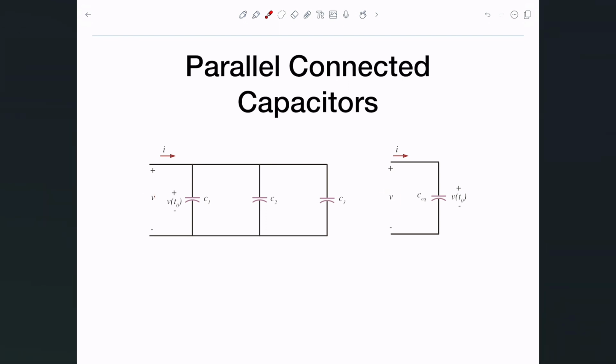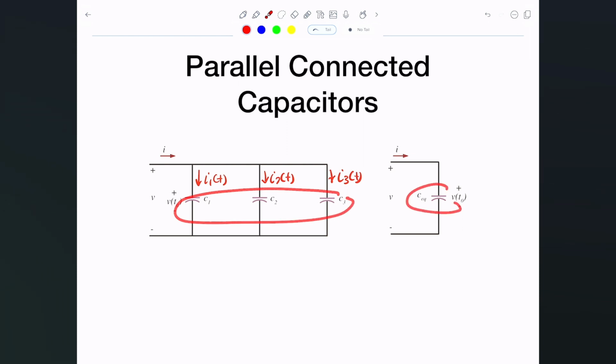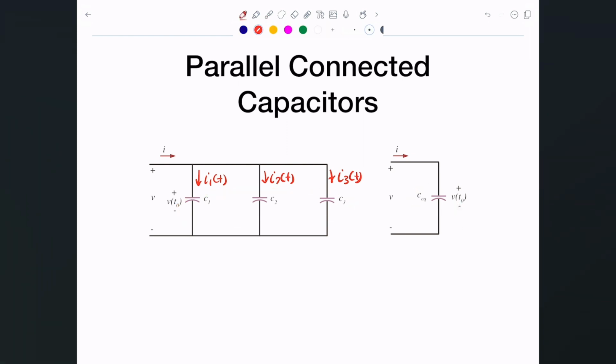They don't share the I's, so let me just highlight them in here. So what we have is I1 of T, of course, and then we'll have I2 of T, and then we'll have I3 of T. Okay, but in terms of the initial voltage, since they're all in parallel, that means they share the same voltage, so they will have the same exact initial voltage, and it will be the same exact initial voltage across the equivalent. So the only thing I'm interested in is how do I combine the C1, C2, C3 to get the C equivalent. And the rule again is pretty simple.